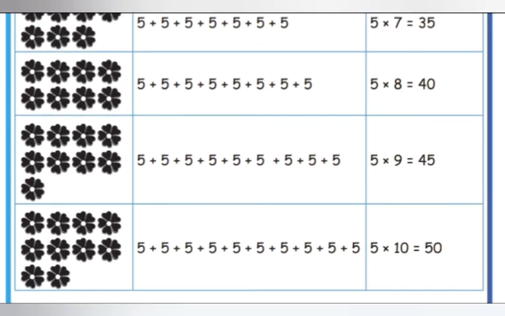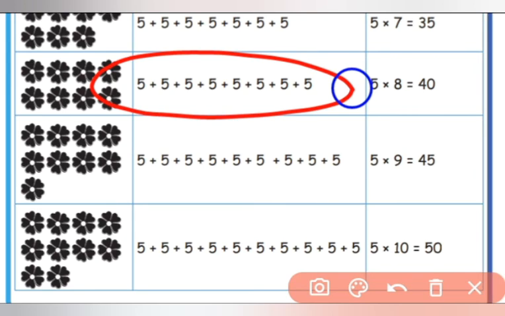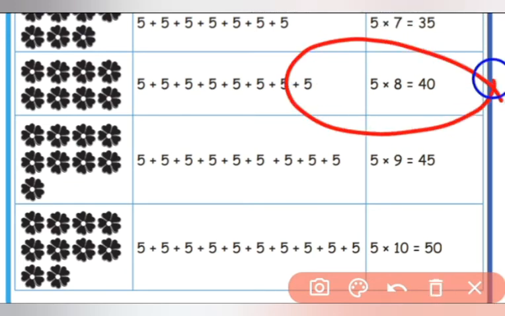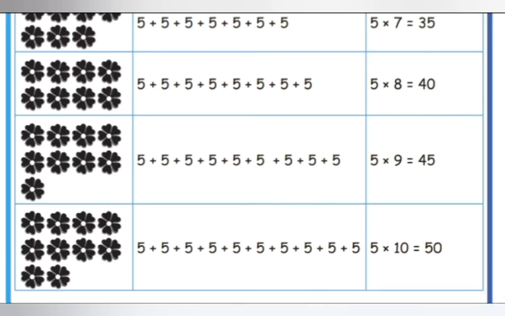Next, 8 times 5. The number of petals is 5, 8 flowers, the total number of petals is 40. The multiplication fact is 5 into 8 is equal to 40.